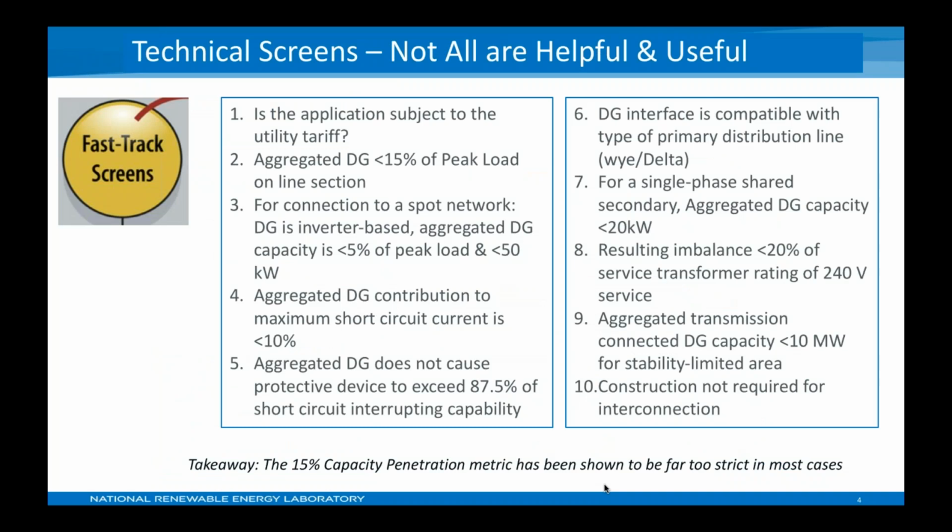I think these are the 10 ones included in the SGIP process defined here in the US. And they are not perfect. As you can see, the 15% capacity penetration metric is still there. And we know it's conservative. And so I think this is one of the key things that utilities across the world have to think of, and it's looking at their own experience and what specific rules they can define for the interconnection process.